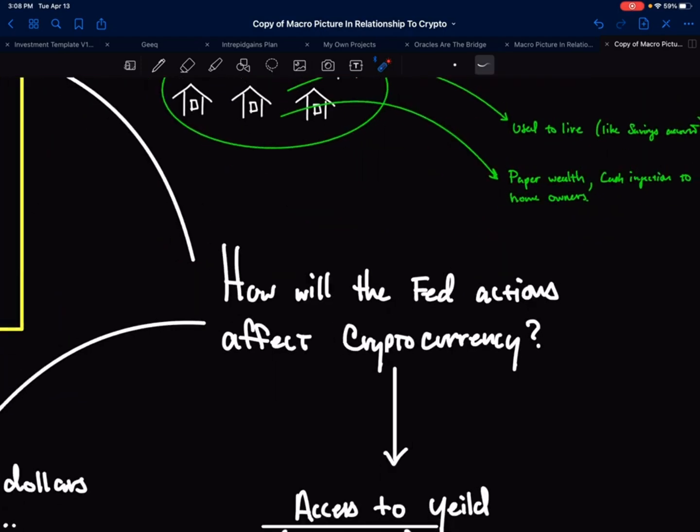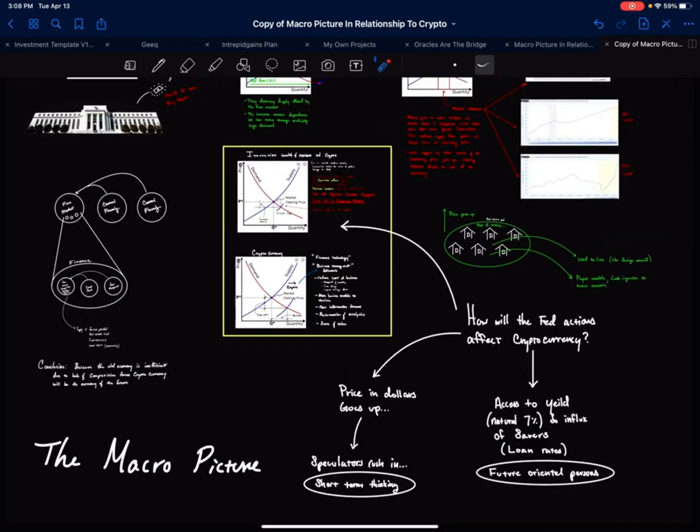Yeah, so how will the Fed's actions affect cryptocurrency? Okay, well, the price of crypto is going to go up, and so speculators rush in. But it's also a place where you can access yield and the natural 7% yield, which is funny enough, you're actually observing in crypto. You're observing this roughly 7% on many of the crypto assets.